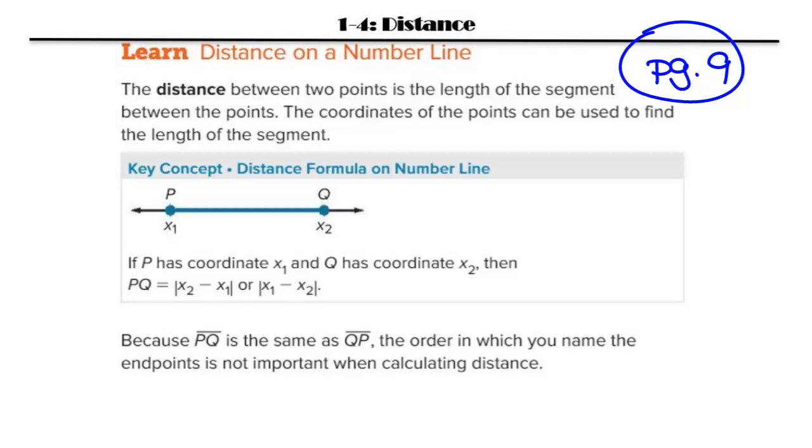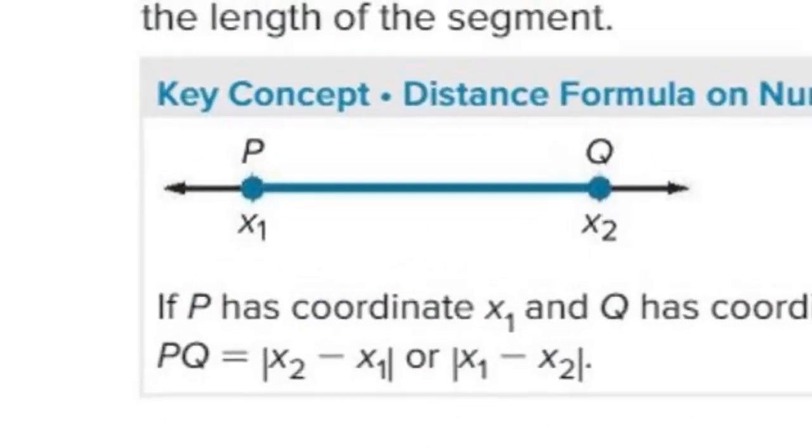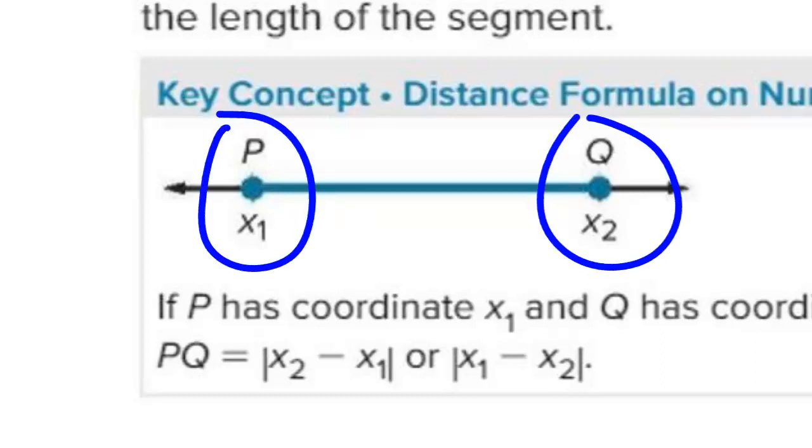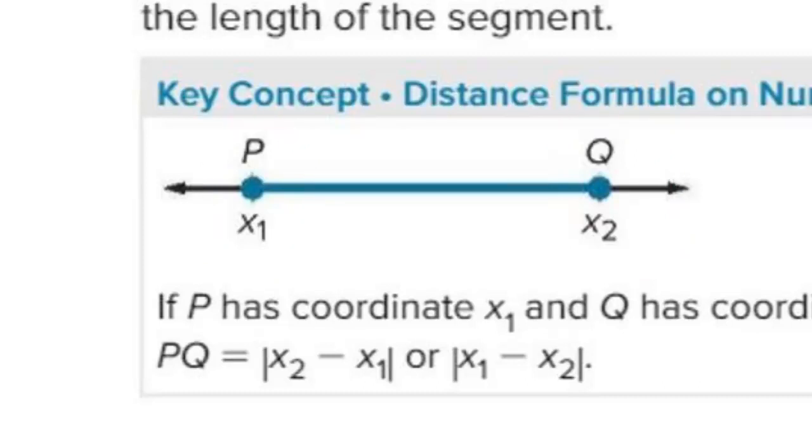So if I want to find the distance between any 2 points on the number line, I need to identify those 2 points. In this case, we have P and Q. We're going to take whatever their numbers on the number line are, and we're going to subtract those, and then we will find the absolute value of that. I don't know if you guys talked about absolute value in Algebra 1. Absolute value is the distance away from 0. It takes any number and it turns it positive.